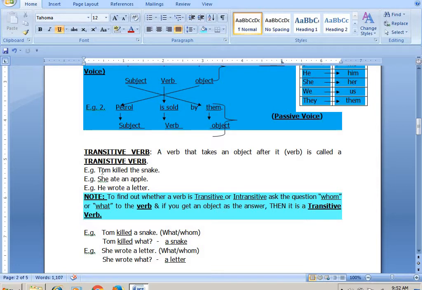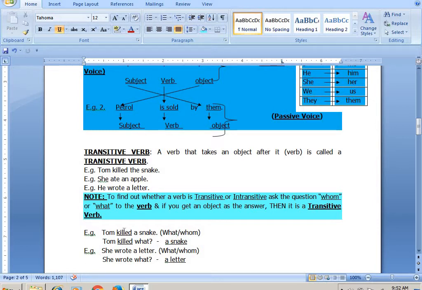Look over here. Now, Tom killed the snake. To whom do you have to ask the question? You have to ask the question to the verb. And what question will you ask? Whom or what? So, look here. Tom killed a snake. The question you have to ask is what or whom? And to whom do you have to ask the question?